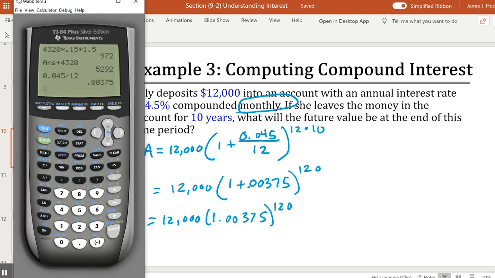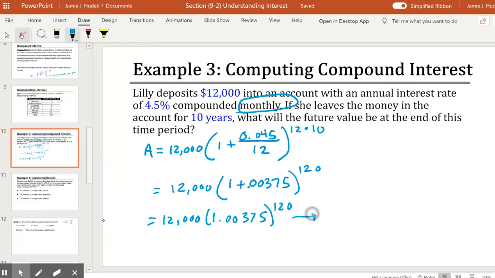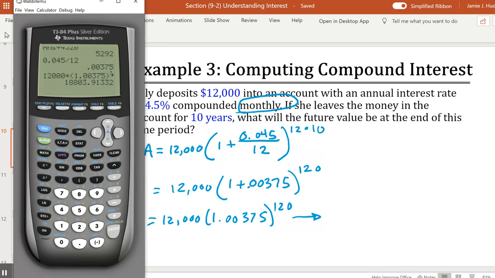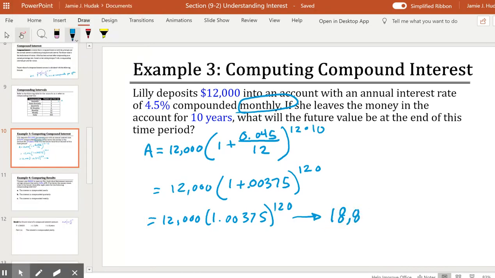I did this in stages to avoid having multiple sets of parentheses and fractions, because the biggest reason for error is the way it is entered into a calculator. So start from the inside parenthesis and work your way out, simplifying numbers. And now this will become an easier number to enter. 12,000 times 1.00375 raised to the 120 power. And we see that the future value is $18,803 and 91 cents.